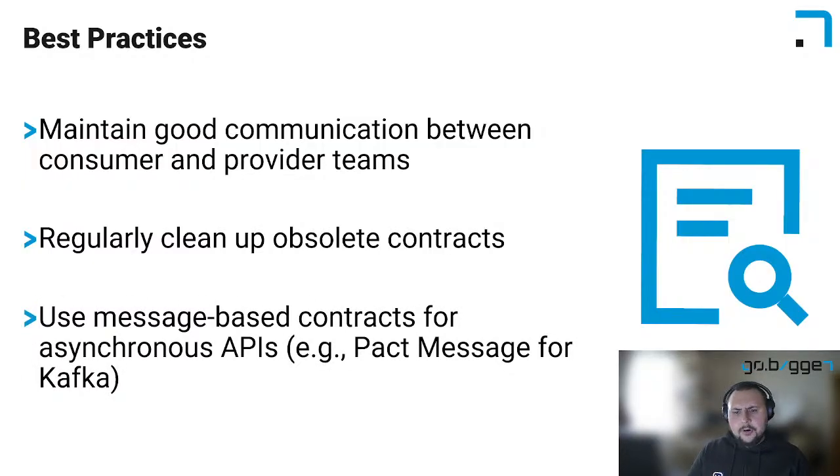As I've mentioned before, when we go to asynchronous APIs, maybe you want to switch to message-based contracts. For example, what we can use is Pact Message for Kafka. That is packed in a message-based format, specifically tailored to match the Kafka wants and needs. You might want to give that a look. Usually I would describe it a little bit more, but I think our time constraints would then be out the window.